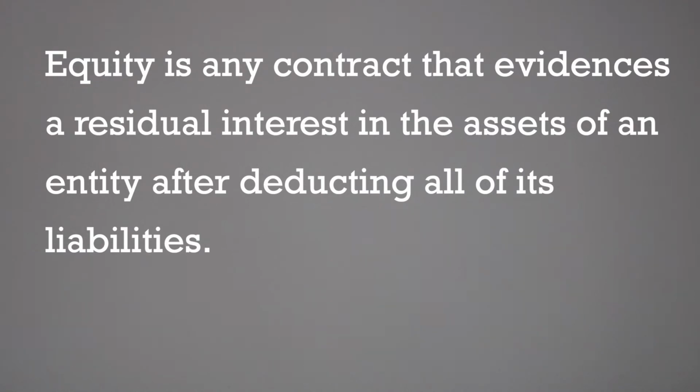So you can understand why the accounting equation is assets equals liabilities plus equity, because if you were to deduct liabilities from assets, then that residual amount, that balancing amount, is essentially equity. Equity can be really complicated. It can be made up of several things such as shareholder contributions, dividends, and retained earnings, among other things, but I won't go into that in this video.